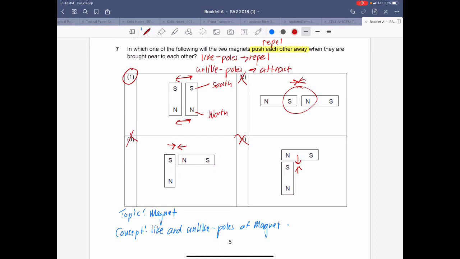2 marks compared to doing this. Which one is easier? Of course, this one, right? So be very careful. This is like 3 marks, you know.